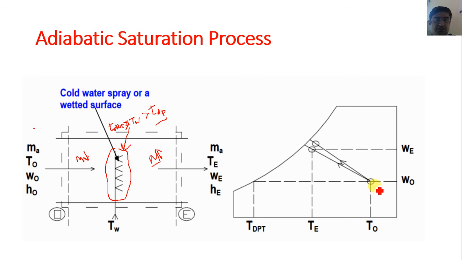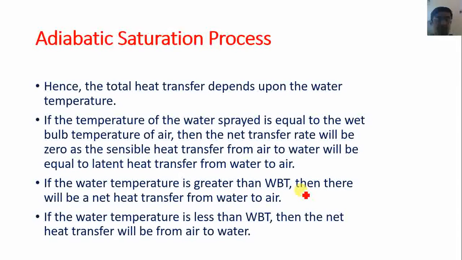Here is the first case and here is the second case. In this case you can see the value of temperature gets decreased, so it is a cooling process. And the value of moisture content gets increased, so it is the combination of cooling and humidification process, which is also known as the adiabatic saturation process. Hence, the total heat transfer depends upon the water temperature, that is, how much air temperature drop there will be depends on the water temperature.